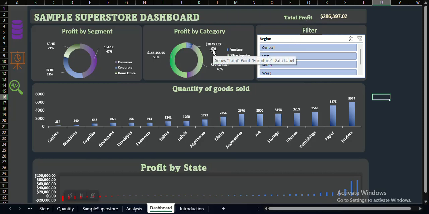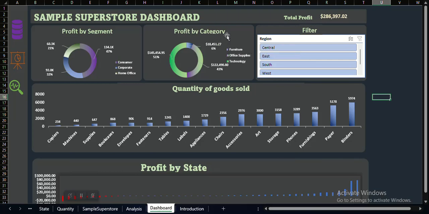The KPIs were defined as the total profit, profit by category, and profit by segment. It was discovered that the total profit was a little bit above $286,000. Looking at the profit by segment, it was found that the consumer segment contributed most to the total profit with about 47%, while the home office contributed the least with just 21%.